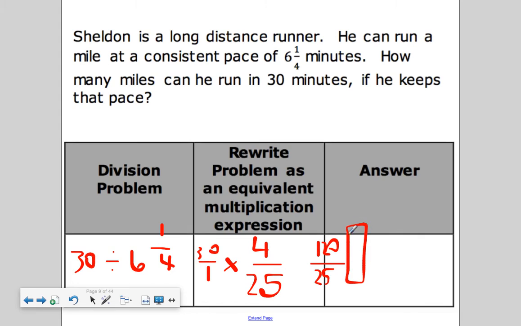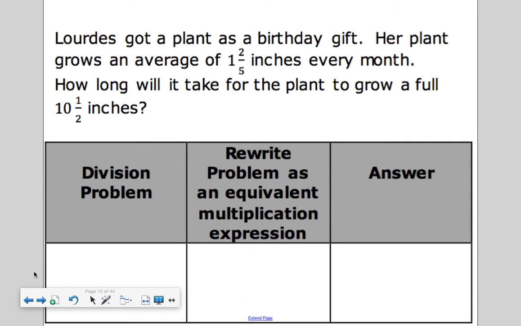What can I divide these two numbers by? I'm going to divide both numbers by 5. 120 divided by 5 is 24, so 24 fifths. So how many 5s go in 24? 4 times. So it's 4 4/5. So he can run 4 4/5 miles in 30 minutes, because each mile is 6 1/4 minutes.